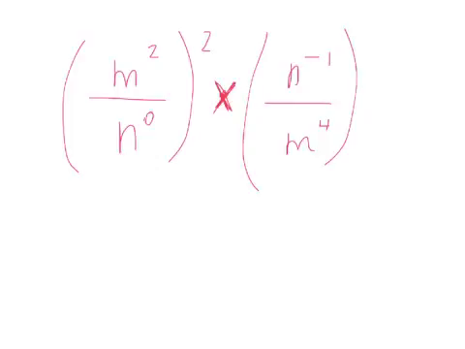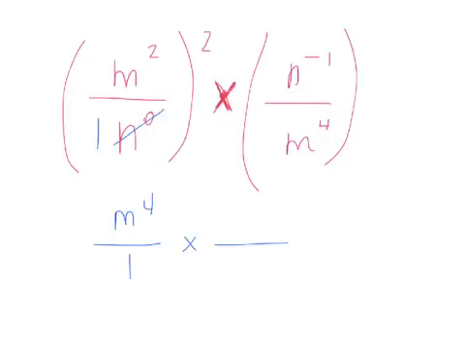Summer. n to the 0 is 1. Good. Anything to the 0 is 1, so replace that right away. Then m squared squared is m to the fourth over 1 squared, which is really just over 1. I'm going to leave the 1 there because I have fractions, right? I'll leave the 1. Times.